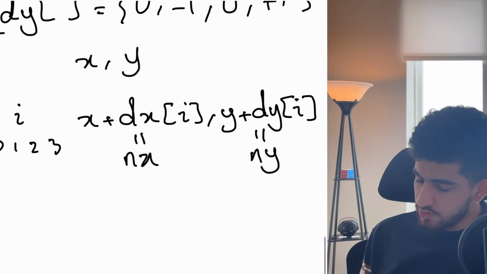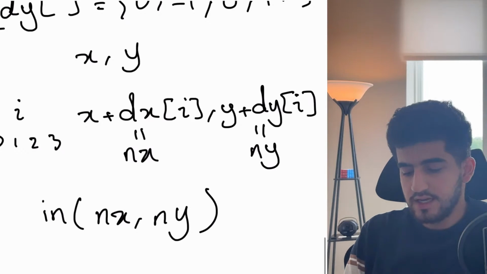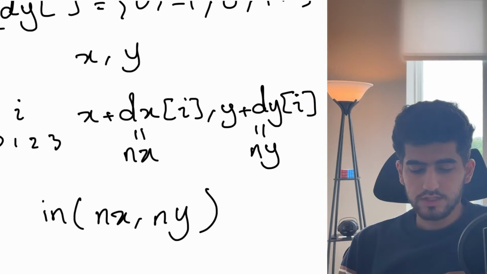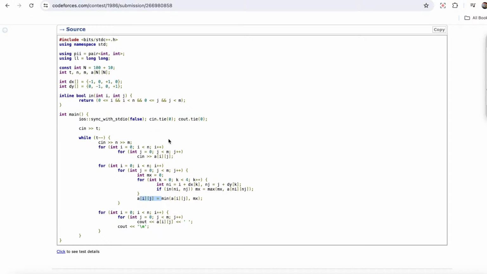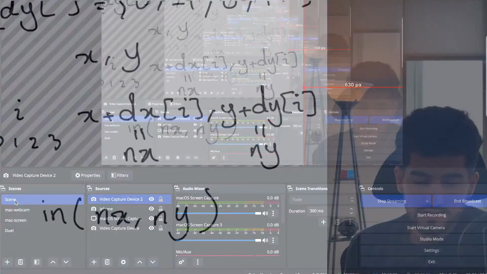It's just enough to define this. And each time you just need to also check if nx and ny is inside. And as you can see in my code here, you can easily see that inside is a very simple thing. It just checks if some coordinates are inside. Each time I have a for and I calculate these coordinates, and if it was inside, mx is equal to the maximum of mx and this value, and then I say that a of i and j is equal to the minimum of a of i and j and mx. Okay, is it clear?